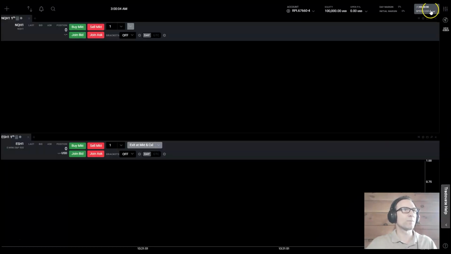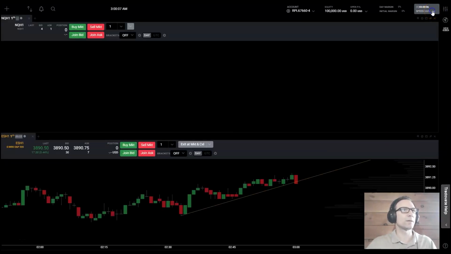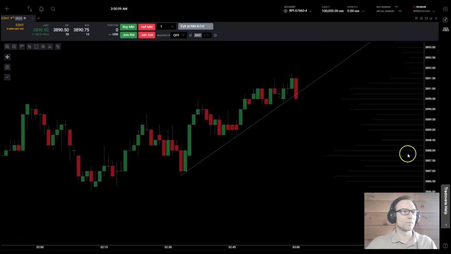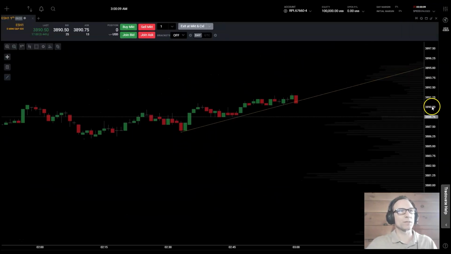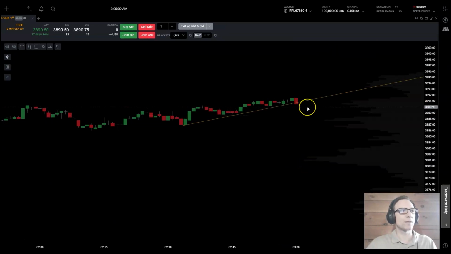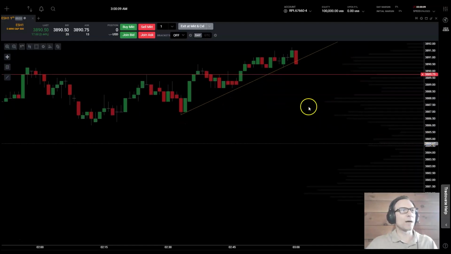And let me go up here and pause this so we can get this set up. So we're looking at the same thing. If I shrink this down a little bit, the point of control is way down here. So I'm thinking that if we break this level and we break this line, we're going right here. We're going to sell, and then we'll put a buy lower.